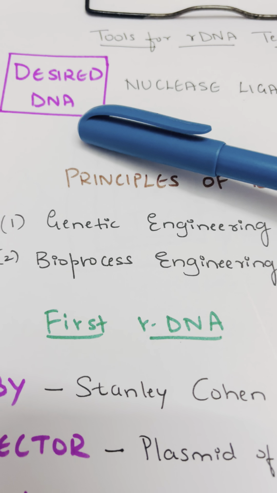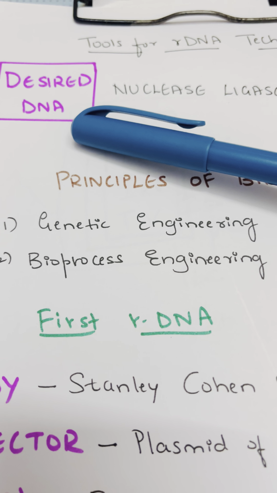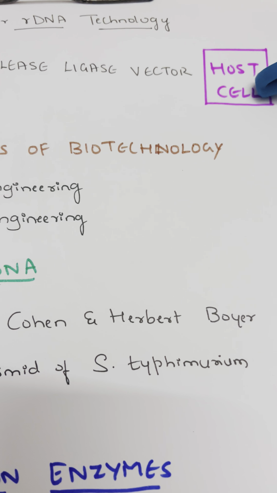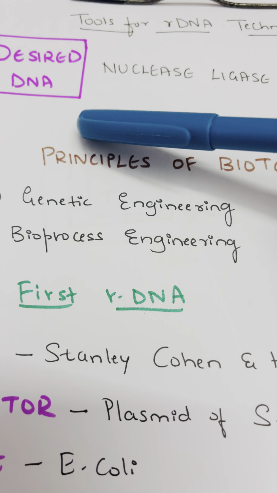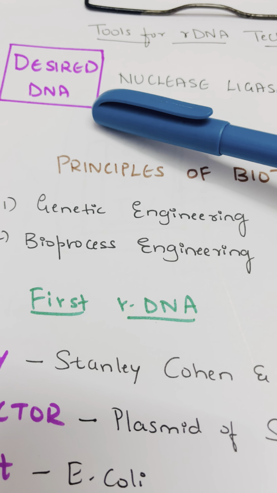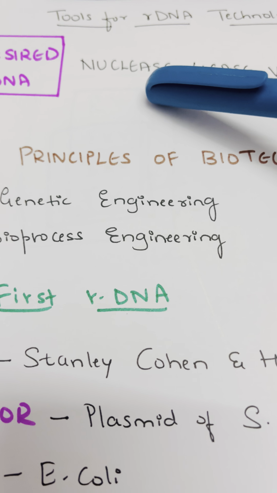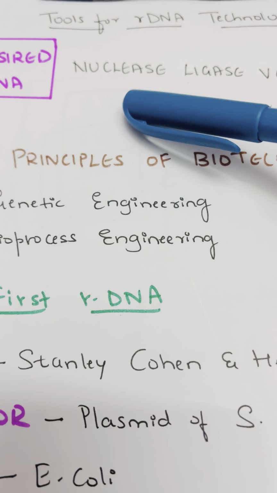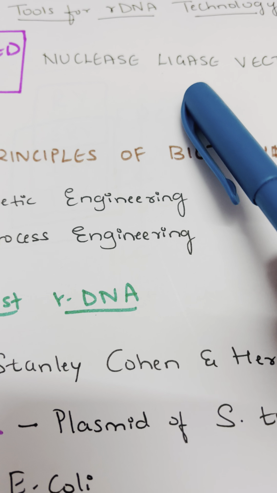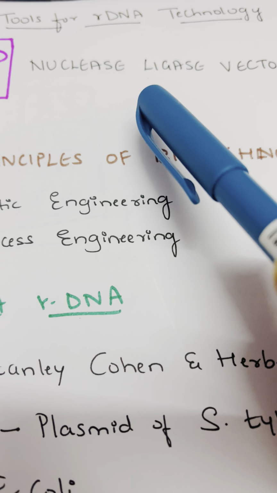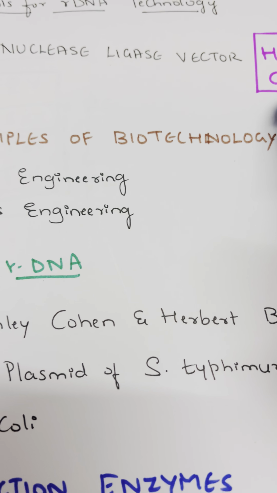So children here, we take out the desired DNA from any cell and that is introduced into the host cell, but we cannot introduce it directly into the host cell. So first we have to extract the DNA, cut the DNA from any cell. That is done by using an enzyme called nuclease, restriction endonuclease, and then to join we need an enzyme called ligase. Okay, and that DNA is introduced into a vector and then introduced into the host cell.